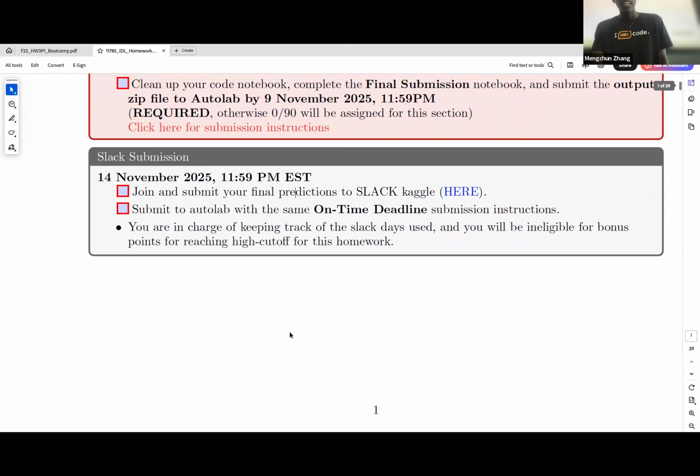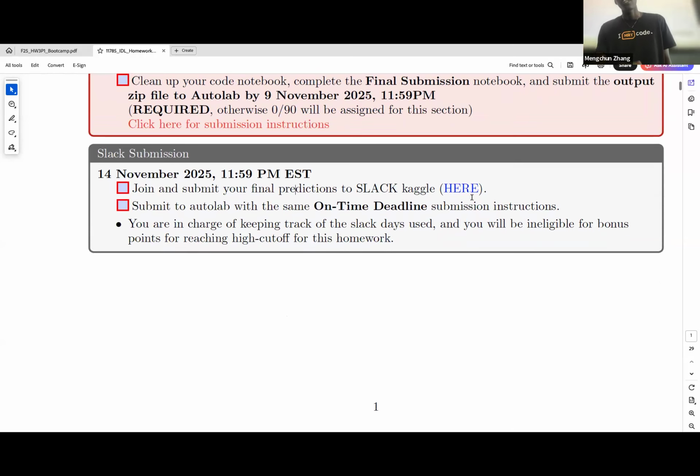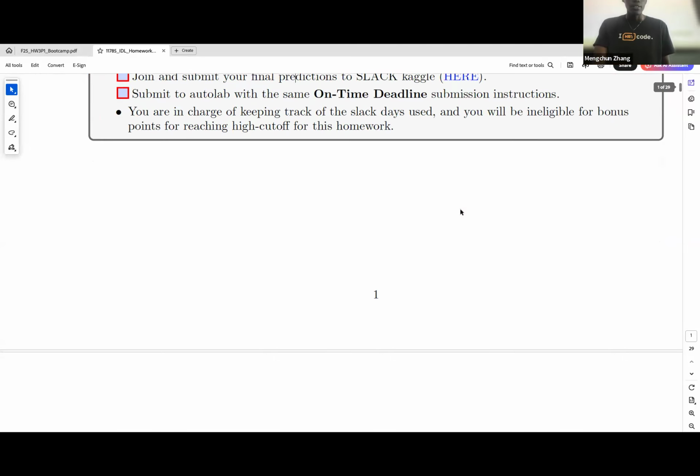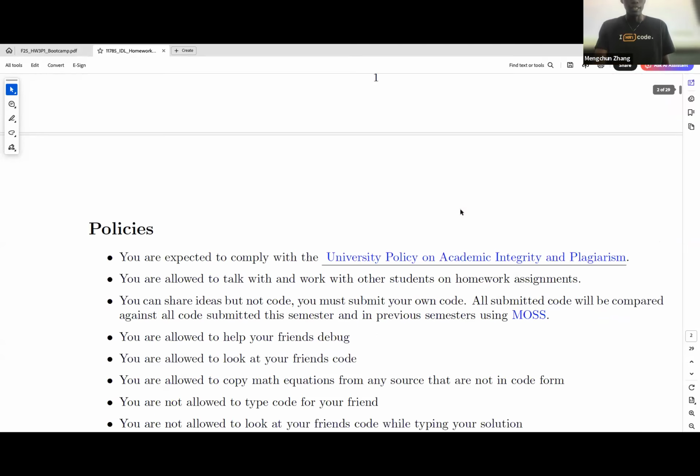So please join the Kaggle link. It's here. When you click it, you can join. This is the only way you can join the Kaggle competition. If you have multiple Kaggle accounts you're using to train and test your scores, you should always come back and click this particular link so that it leads you to the competition. So that's it with the logistics.